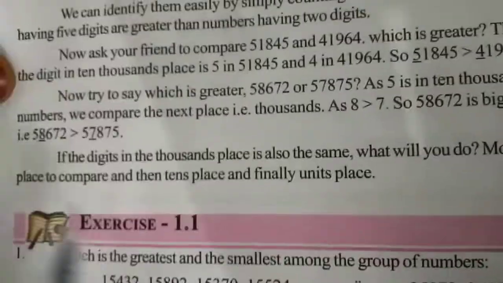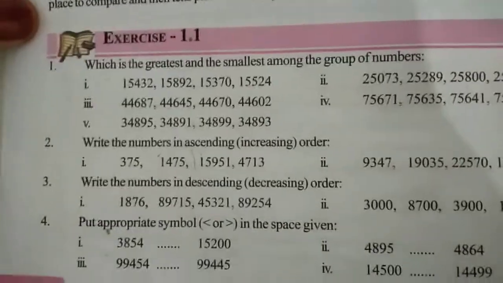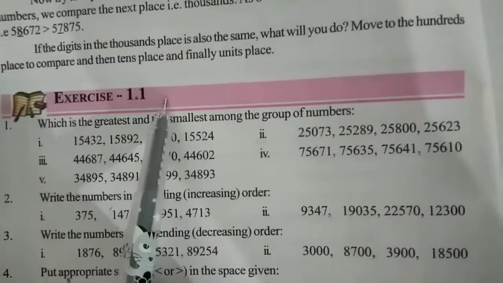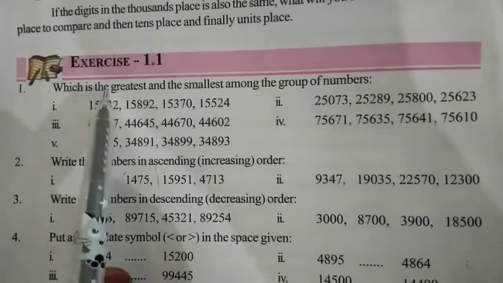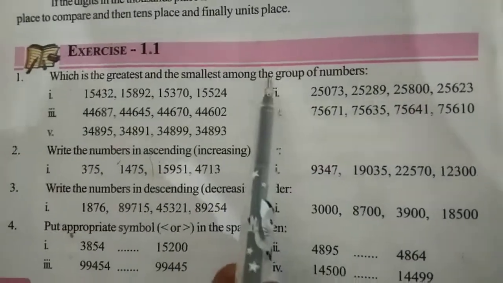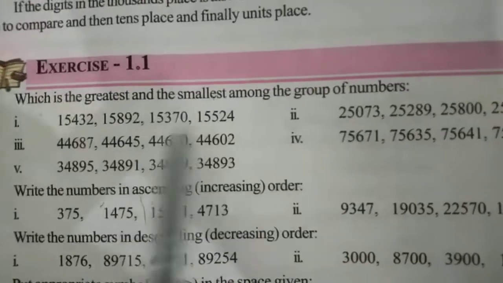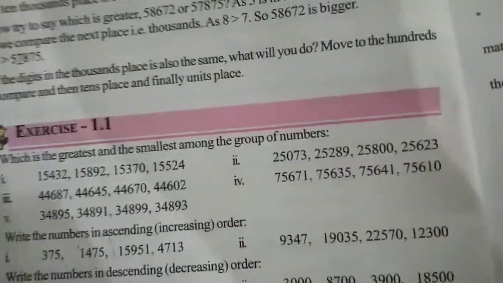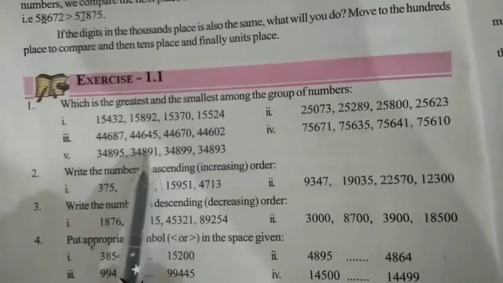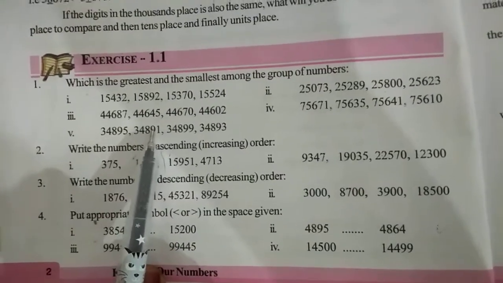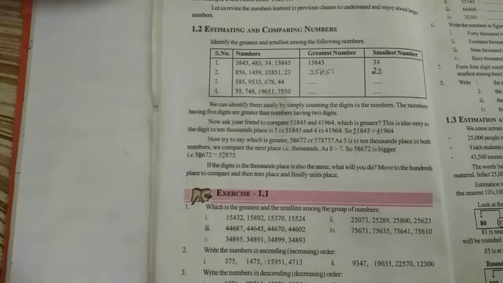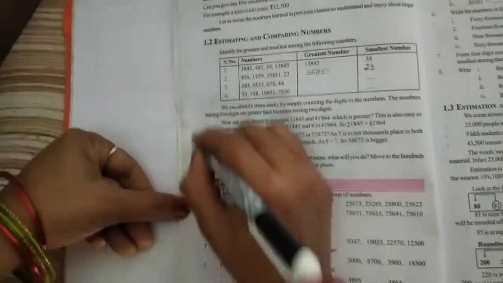Now this similar thing we will do in exercise 1.1. You are seeing carefully here. I am showing the phone. Exercise 1.1. The first one is which is the greatest and the smallest among the group of numbers. So this is related to what we just did, no? Same like that only. You can make a table and do the same. So now I am showing here clearly to you.